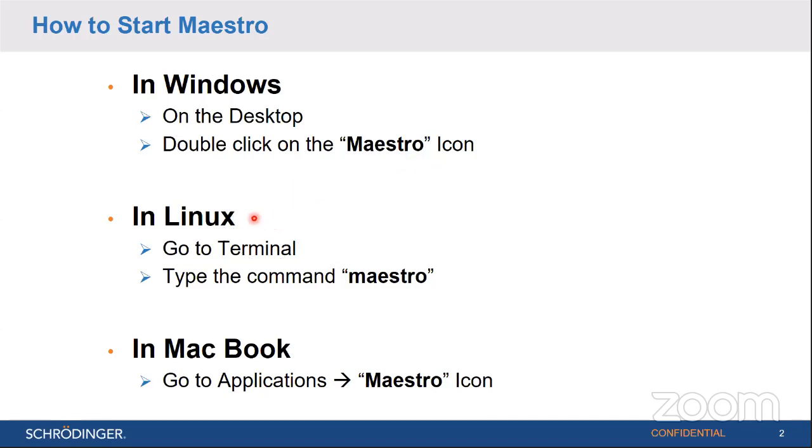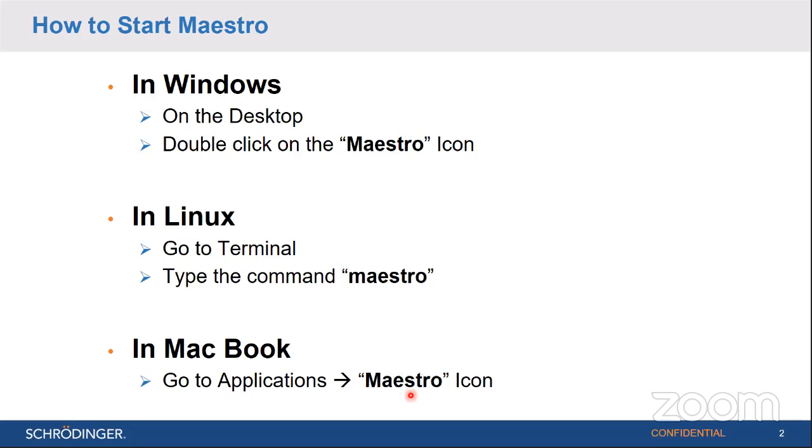For Linux users, you just need to go to the terminal. You know where to look for the terminal, and then in the terminal you just type the simple command Maestro. Maestro is the command. Once you type the command, it will start the Maestro visualizer. In case of Mac users, if you have a MacBook, you need to go to Applications, and in Applications you will find the Maestro option. You just need to click on it and it will start Maestro.